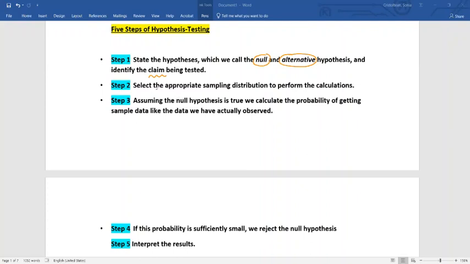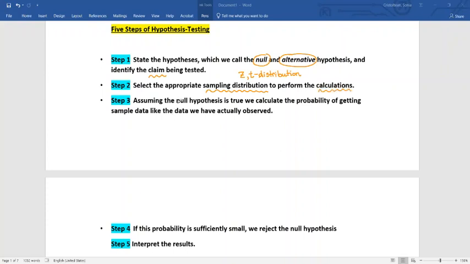Step 2, select the appropriate sampling distribution to perform the calculations. At this point, we learn about the Z distribution or the T distribution. And there are more. We'll learn about other distributions later. But you need to know exactly which one to use. And you will know because based on the parameter we are testing and based on the conditions given, we should be able to identify which one of the distributions to use in order to perform the calculations.